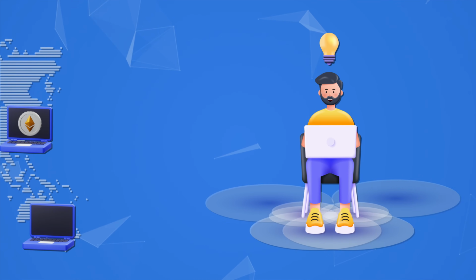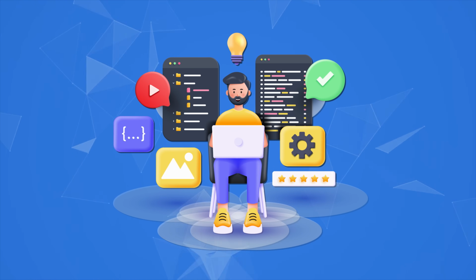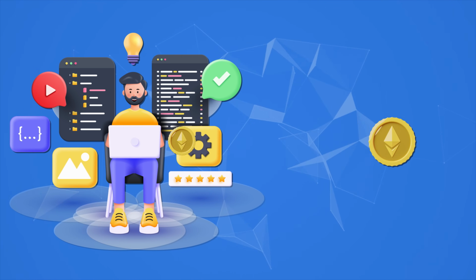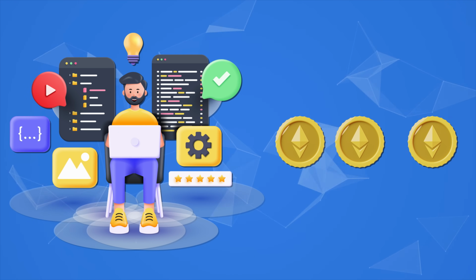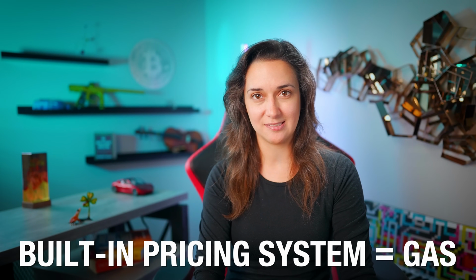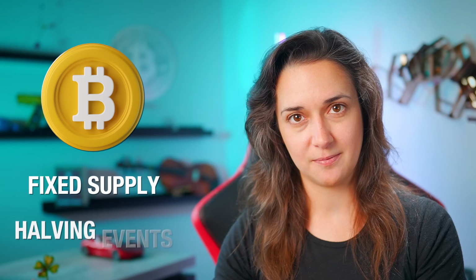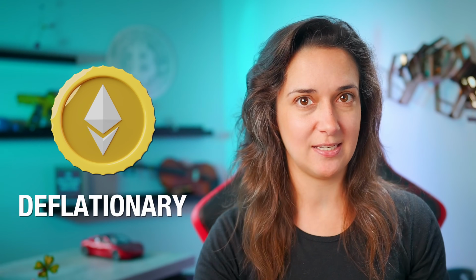So anyone who wants to build a software application on the Ethereum network has to pay for the computing power and space required using Ether. And the amount of Ether required for network fees is determined by a built-in pricing system known as gas. Other key differences between Bitcoin and Ether is that Bitcoin has a fixed supply and halving events, while Ether works differently and is actually deflationary.